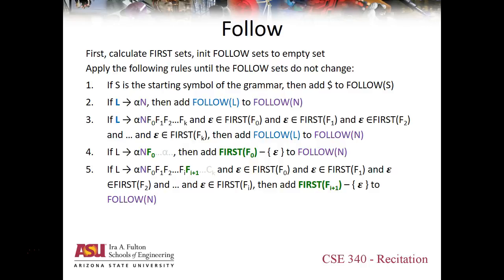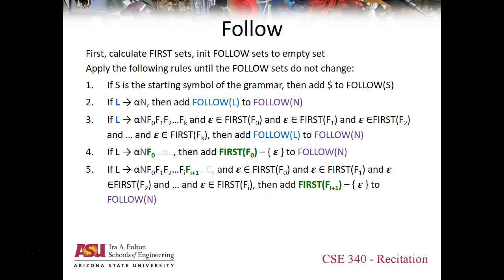So with in here, when it's at the end, we ask, is in at the end of the line? It is. Well, then we want to add the follow of L to in, because whatever could possibly follow L could also follow in. And then for rule 3, it's the same thing, just with epsilons in the middle. So if you're not at the end, but somewhere where you're followed by nothing but epsilons, then we also want to add the follow of L to the follow of N.